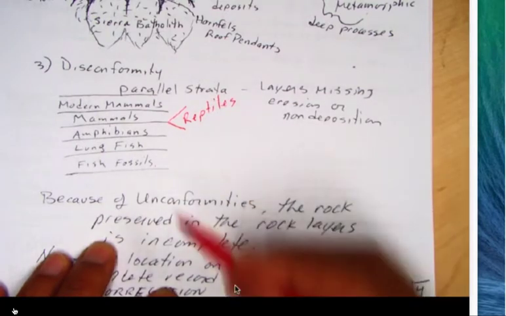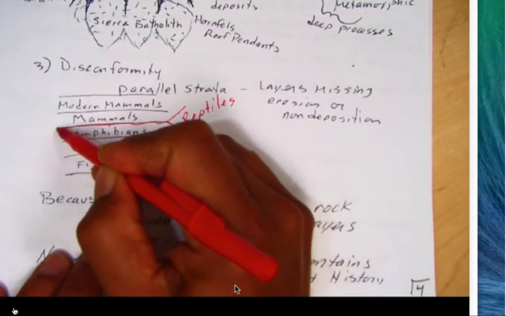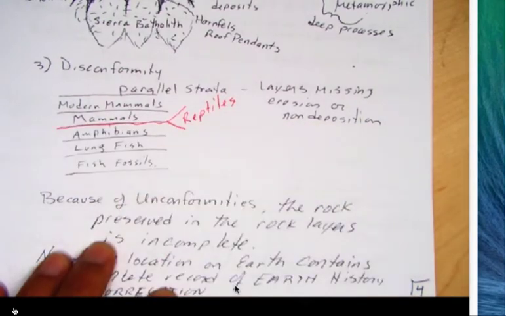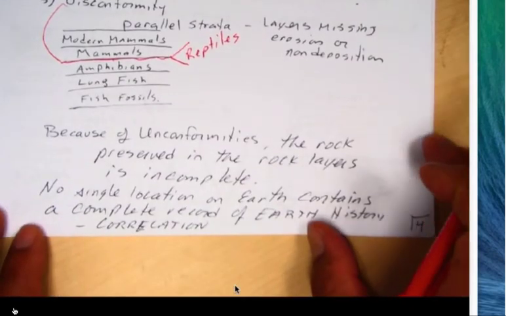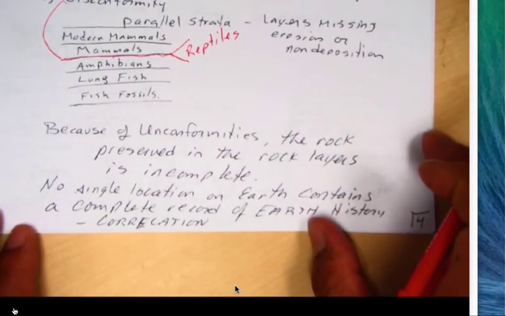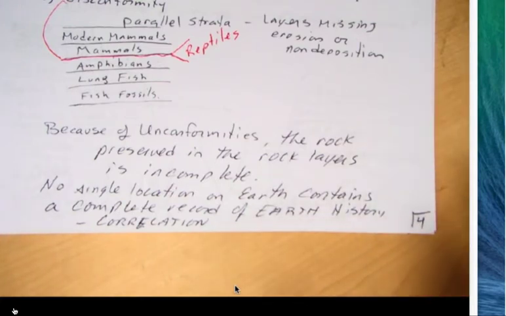And so that must mean that this region here is a time of either erosion or non-deposition. So this would be the disconformity, a time gap that's missing. Now, because of unconformities, the rocks presented in the rock layers are incomplete. So no single location on Earth contains a complete record of Earth's history.